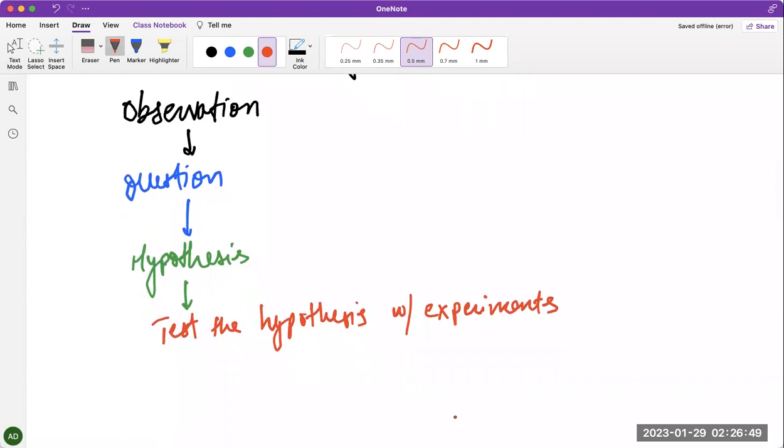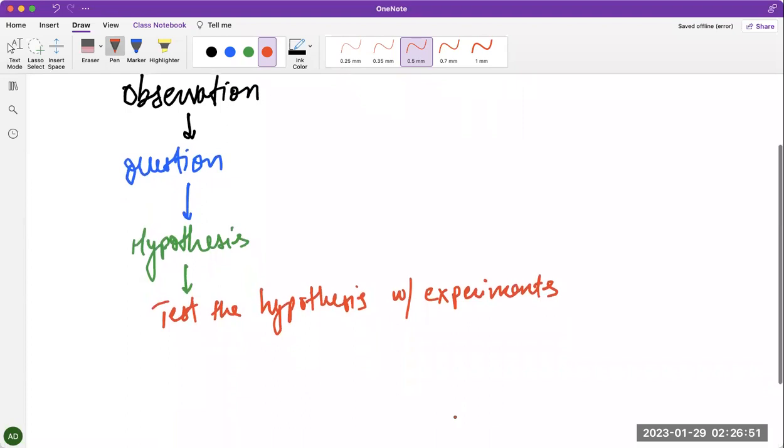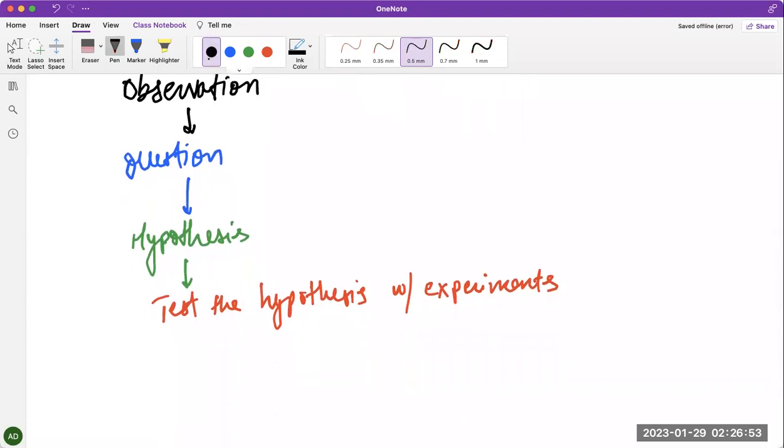Okay, so when you've done the experiment, the next step is to analyze the data, right? So you do the experiment, and then you analyze the data. What is the data actually telling you? Is it indicating that the hypothesis is true or not?